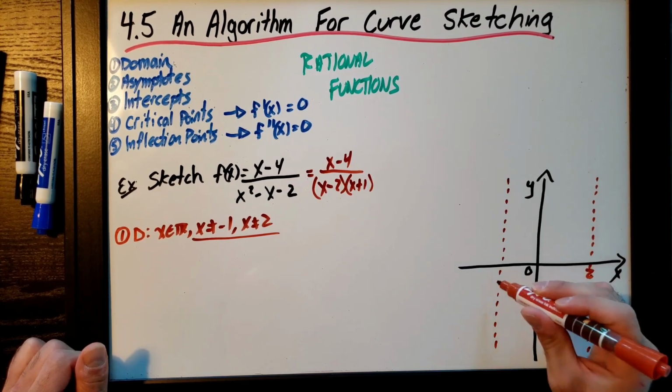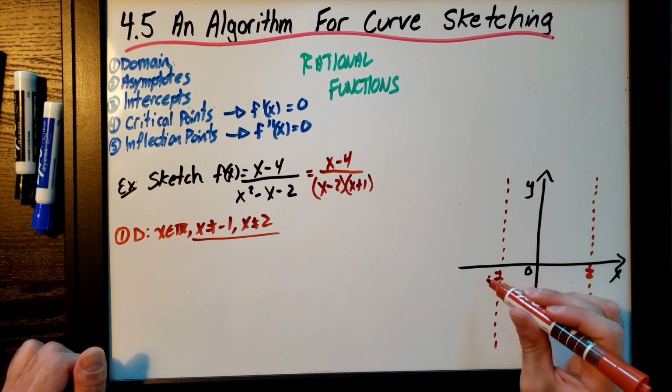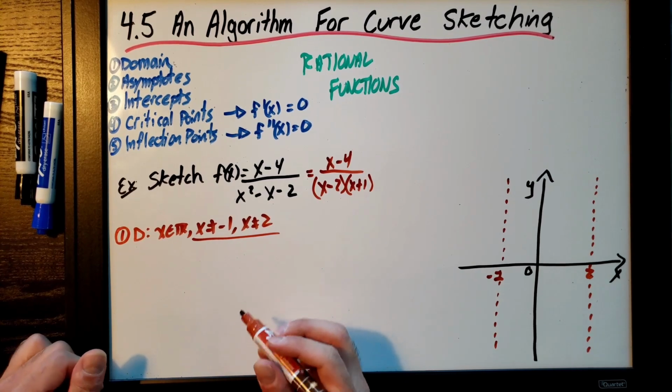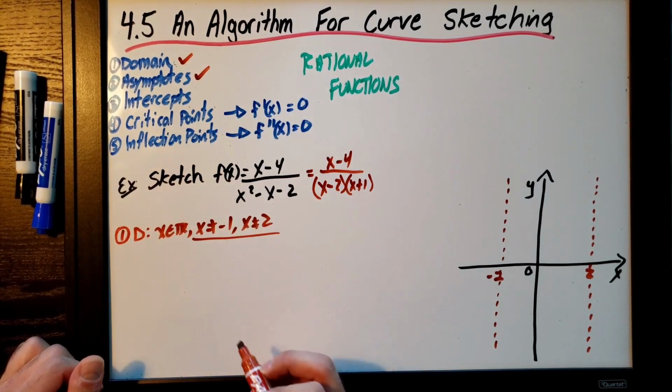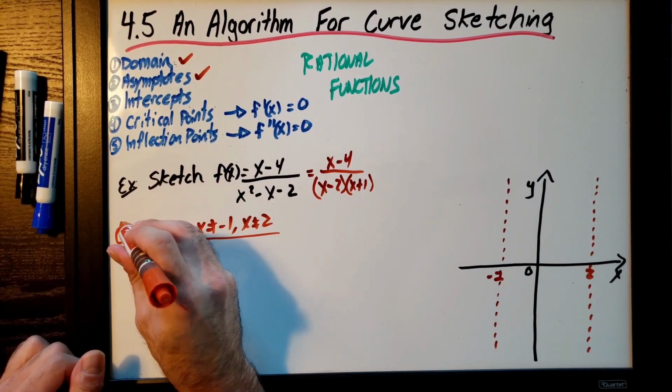Okay, so this is at 2, and this is at negative 1. Those are my vertical asymptotes. So right away, I did domain, I did asymptotes. Now let's get to, this is actually 1 and 2, 3, intercepts.